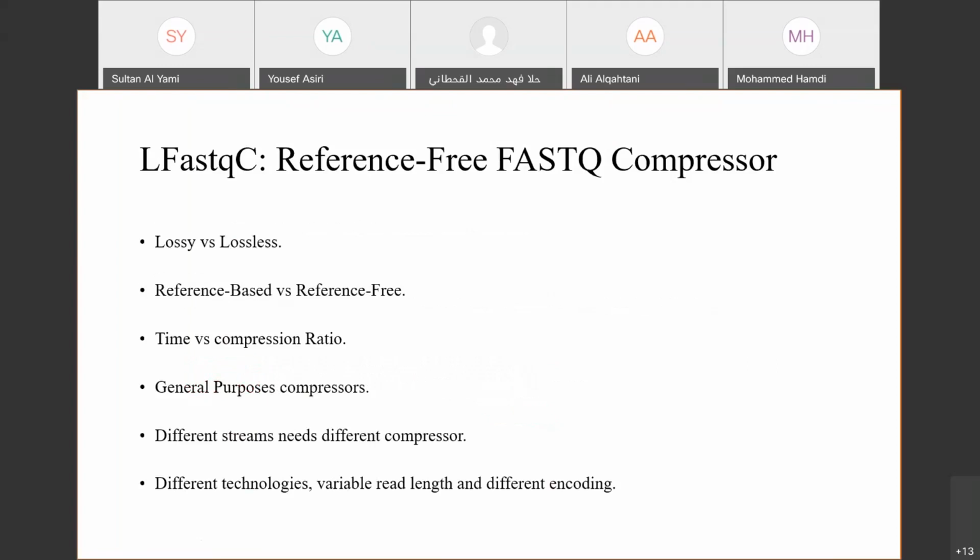So when compressing FASTQ files, we need to take in consideration the following. Is it going to be lossy or lossless compression for the quality score and the identifier streams? The sequence has to be lossless. Is it going to be reference-based or reference-free? What metrics are we working on to improve, like the time or compression ratio? How is this tool going to compare against the general purpose compressors, because they are still in use? And how to approach the differences in the structure of the 4 streams in FASTQ files, and what technology to support, since they have different properties like read length and different encoding.